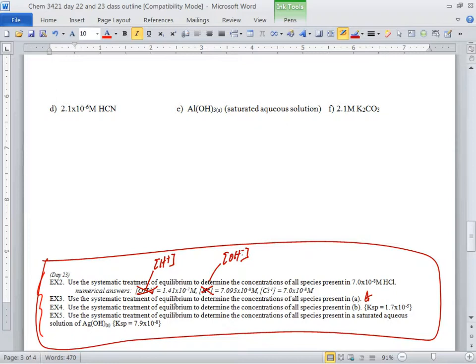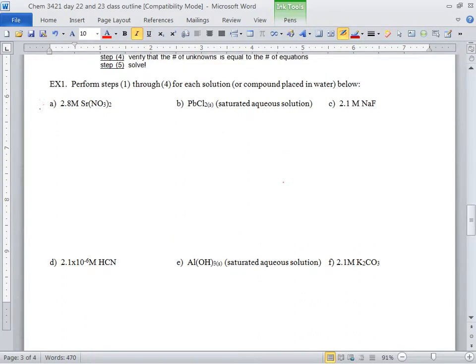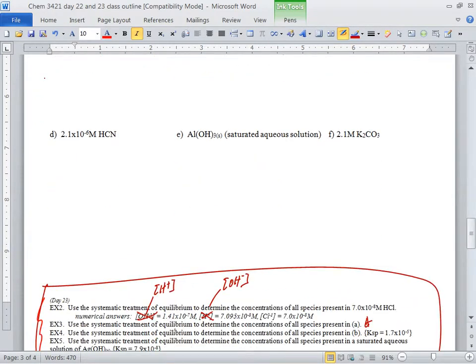So in the next one, again, do systematic treatment to find the concentrations of all species present in A. Then do the same thing for B.